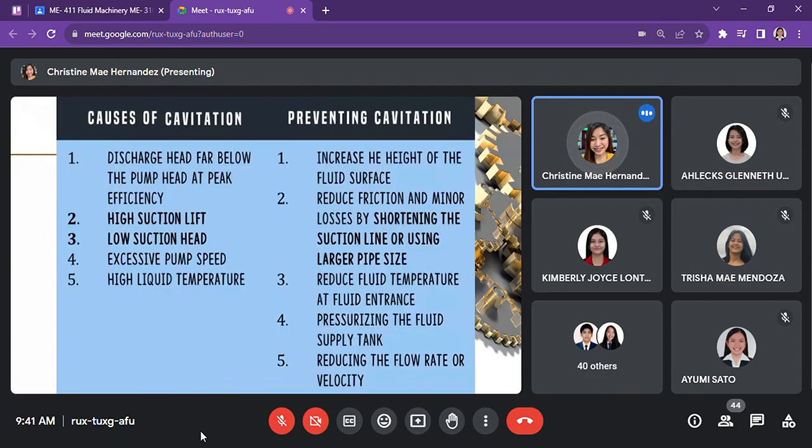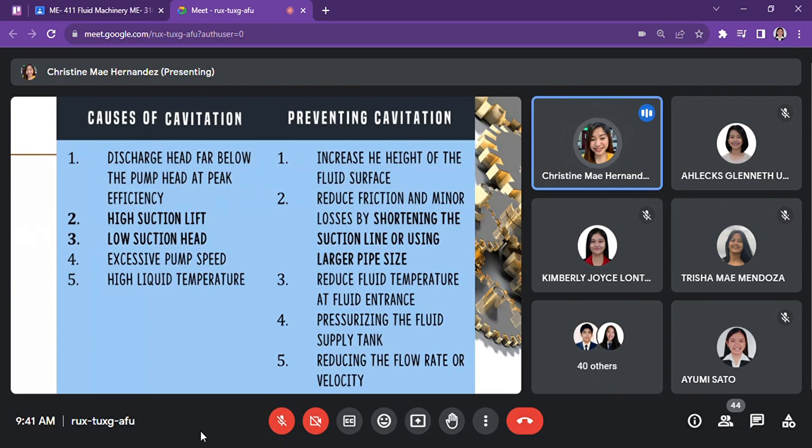So, ano nga ba yung causes ng cavitation? So, una, ang discharge head far below the pump head at the peak efficiency. Next one, meron daw tayong high suction lift and low suction head. Meron din tayong excessive pump speed and high liquid temperature.